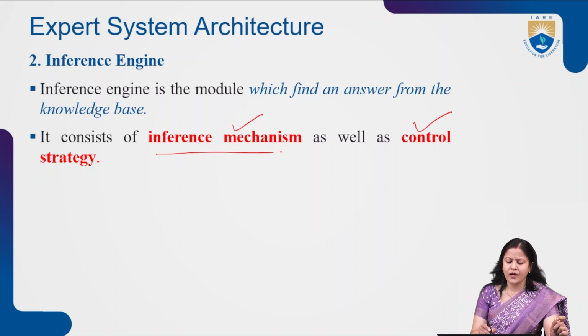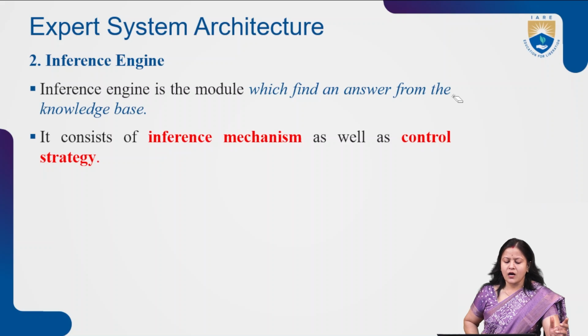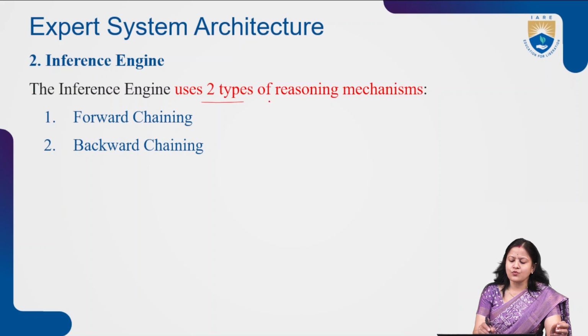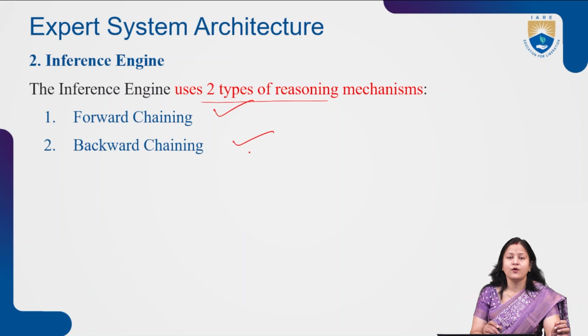Basically, this inference mechanism uses the control strategy, meaning how the rules can be applied, and what the order of rules should be for solving a particular problem. All these things, the inference mechanism and control strategies, should be inside the inference engine. Now this inference engine uses two types of reasoning mechanism: one is forward chaining, another one is backward chaining.